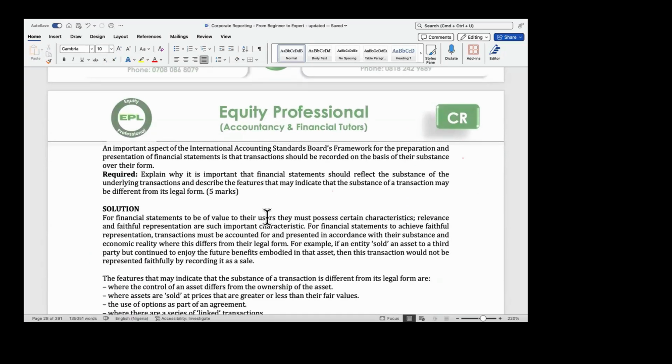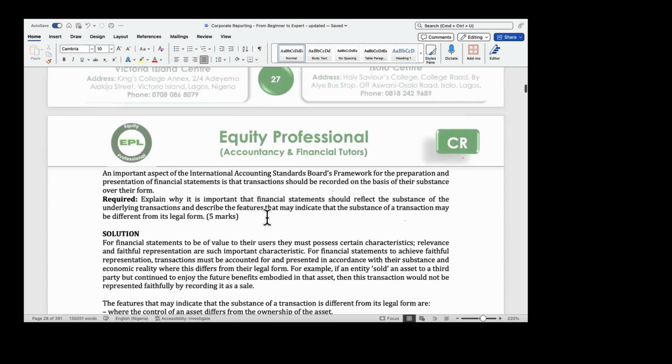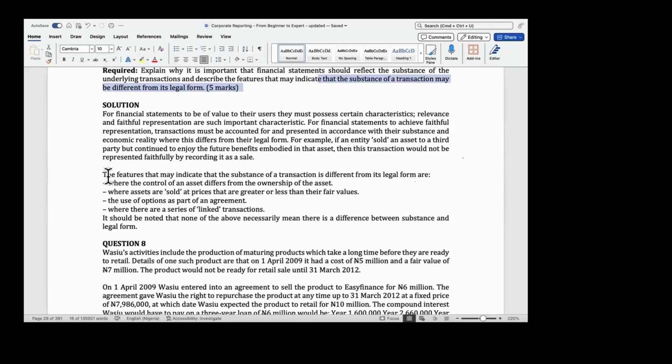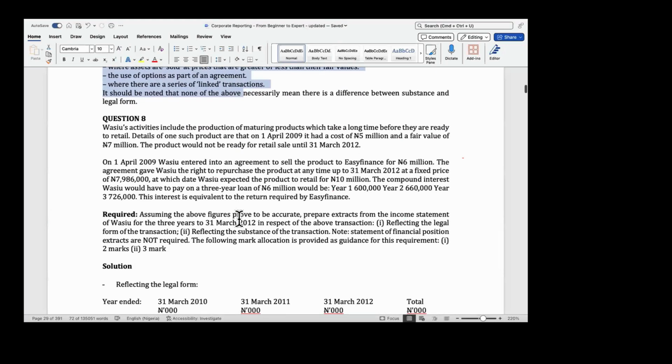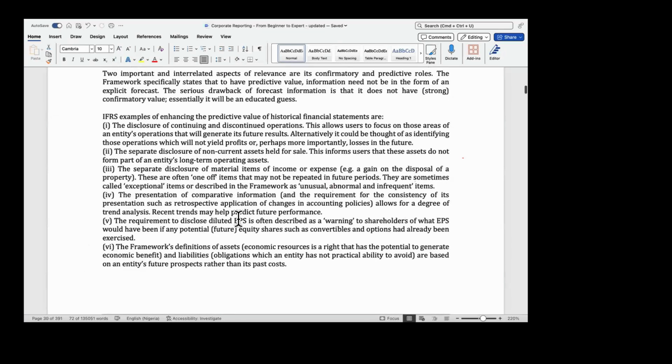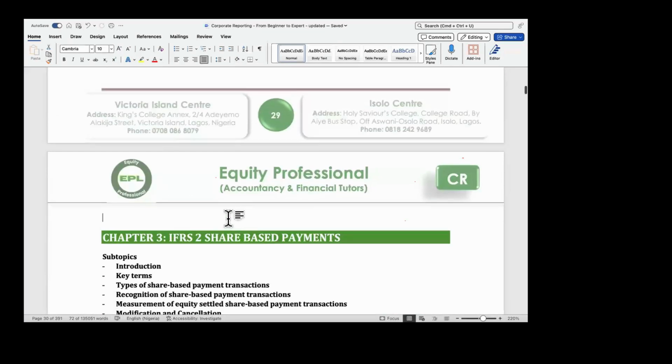They have also asked about where the substance of a transaction may be different. I've built some solutions for you here. And there are some questions I actually built for you here that you can look at.